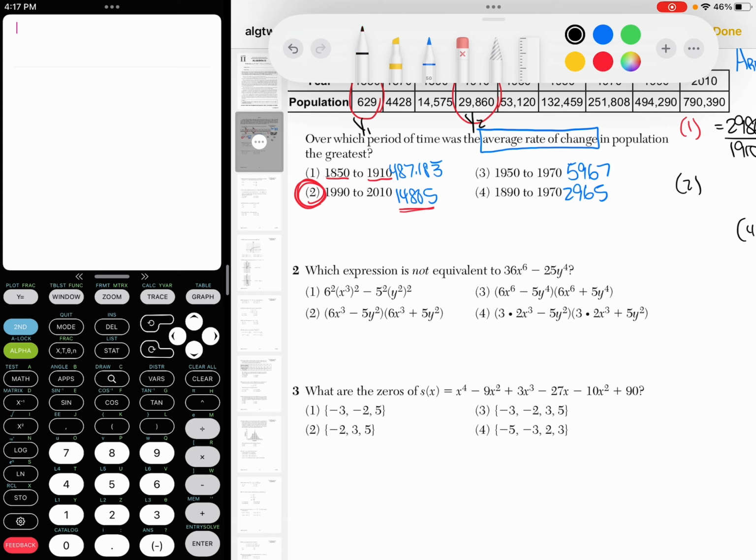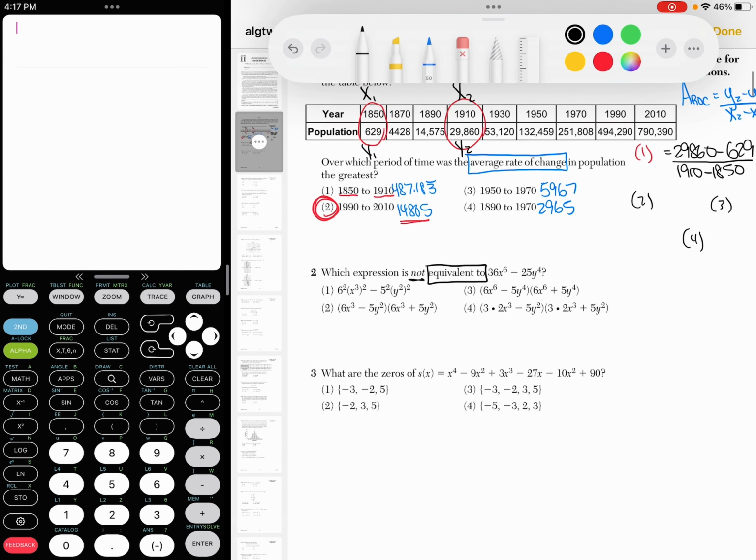So what you can do, again, anytime it says equivalent to or not equivalent to, is substitute numbers in. Whatever numbers you want, please avoid 0 and please avoid 1, because sometimes when you add 0 or if you multiply by 1, it doesn't work out. I always do x is 2 and y is 3. You can pick any other numbers though. So what I'm going to do is substitute a 2 in for x, and put a 3 in for y.